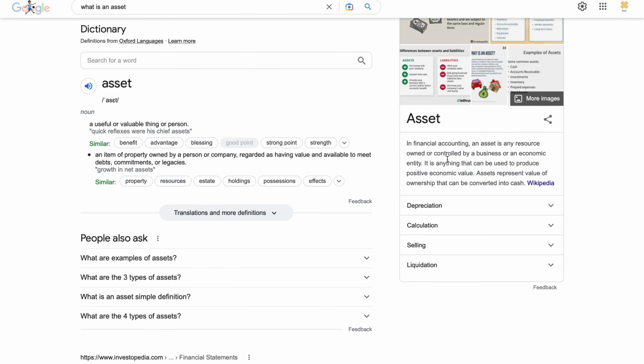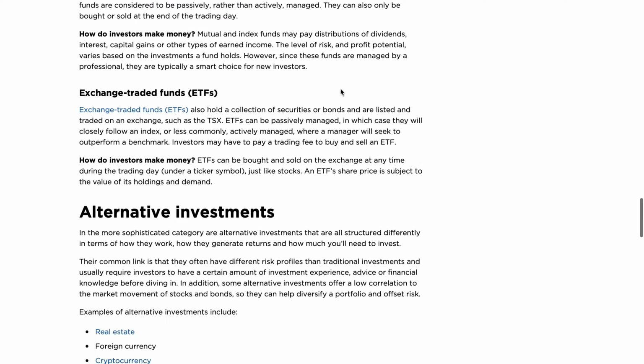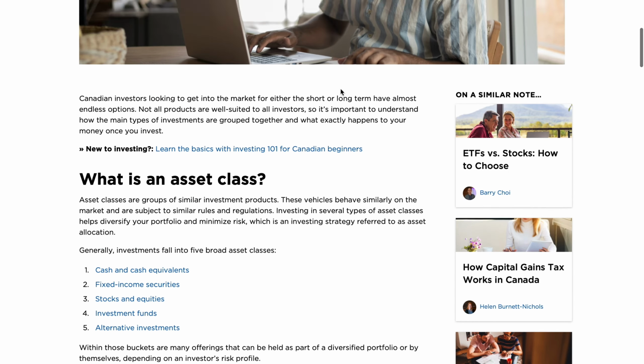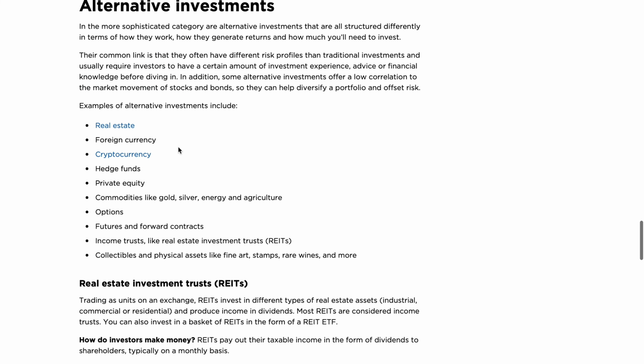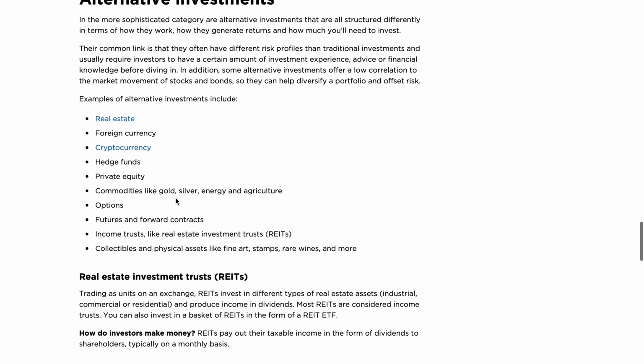Now that we've identified what an asset is, we're going to have a look at some of the different asset classes. We have cash and cash equivalents. We've got fixed income and securities, which is lending to big businesses, big corporations or governments, in the form of buying bonds, etc. Then we've got stocks and equities. We've got investment funds, which is buying mutual funds, index funds, etc. And then of course we have alternative investments, which we're going to go straight to now. In this example of alternative investments, you can see real estate, foreign currency, cryptocurrency, hedge funds, private equity, and commodities like gold, silver, energy, agriculture.